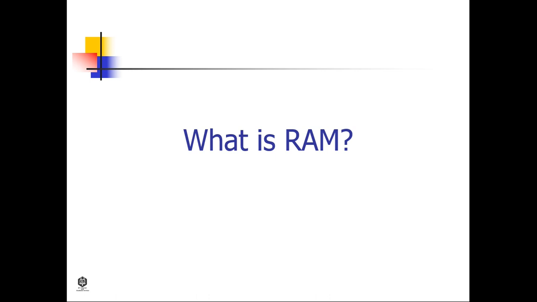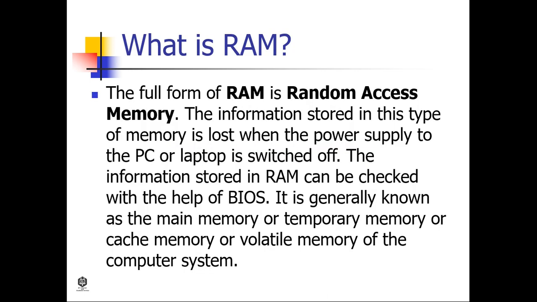Let's talk about what RAM is. The full form of RAM is random access memory. The information stored in this type of memory is lost when the power supply to the PC or laptop is switched off. The information stored in RAM can be checked with the help of BIOS. It is generally known as the main memory, temporary memory, cache memory, or volatile memory of the computer system.